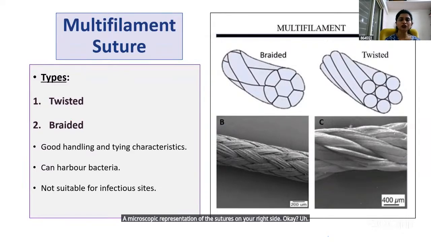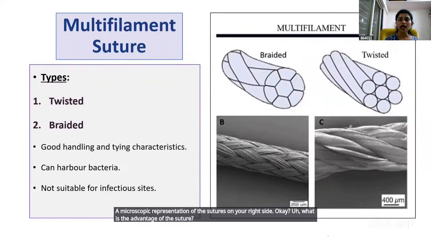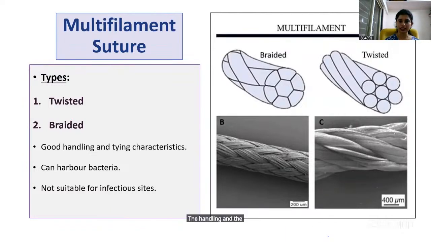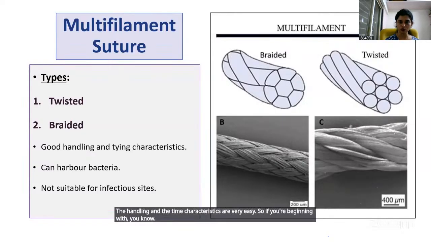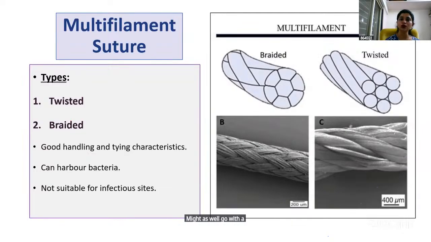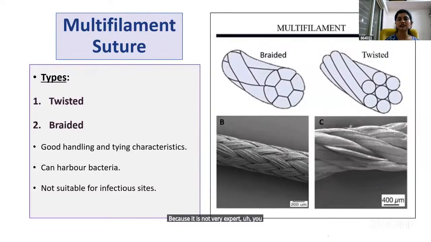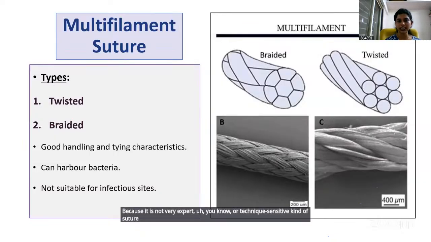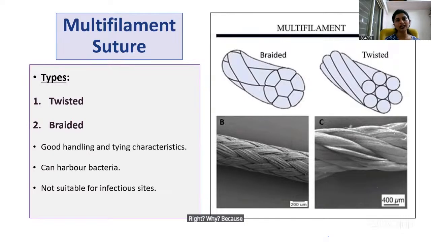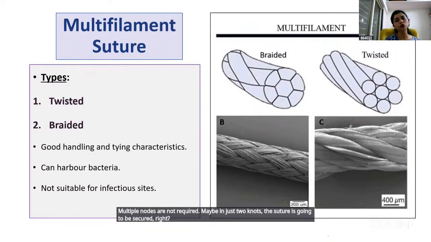What is the advantage of the suture? The handling and the time characteristics are very easy. So if you're beginning, in the initial parts of suturing, where you're just learning to suture, might as well go with a multi-filament suture rather than a monofilament suture. Because it is not a very expert, technique sensitive kind of suture that you can deal with, correct? Why? Because multiple threads are coming together, the surface of the suture is rough. Multiple knots are not required. Maybe in just 2 knots, the suture is going to be secured, correct? It will not slip through the tissues because it is not smooth surfaced.